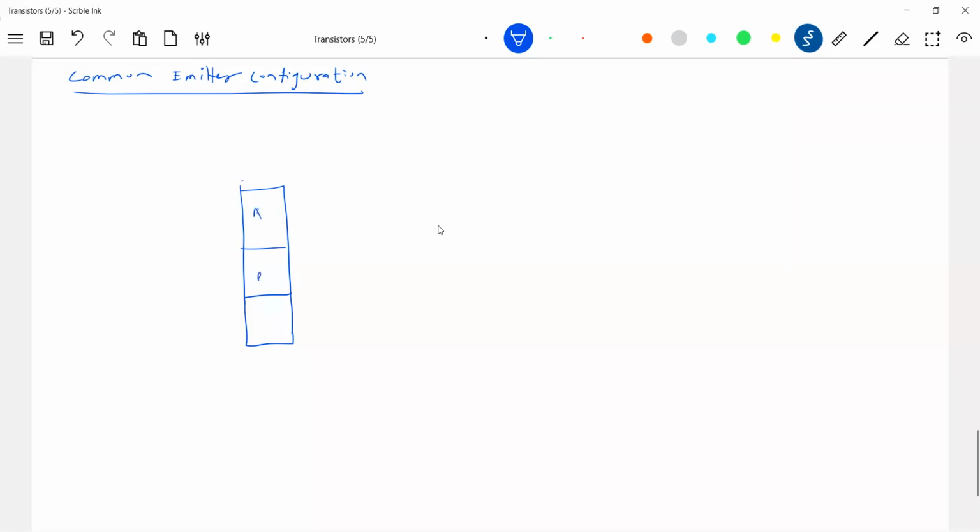This is NPN only. Let me show it for NPN only. Okay, there's a collector, base, and this emitter, and first we'll construct it. So the base emitter junction. Where is the base emitter junction? This one, base emitter. There's a base emitter junction. So it should be forward biased, no?